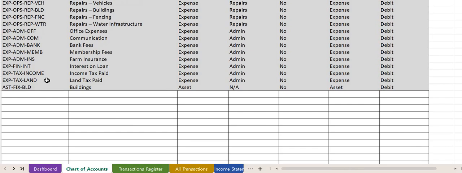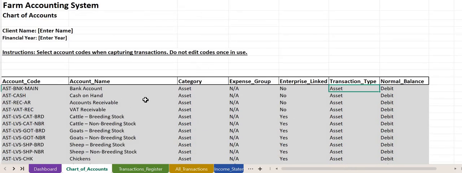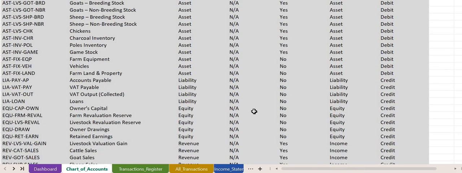Our system has been set up so that whatever you enter here, it will also incorporate into its transactions setup. But when you do add your own, please make sure that each one has an account code, account name, and a category. And then also you see for the expenses, the expense group.